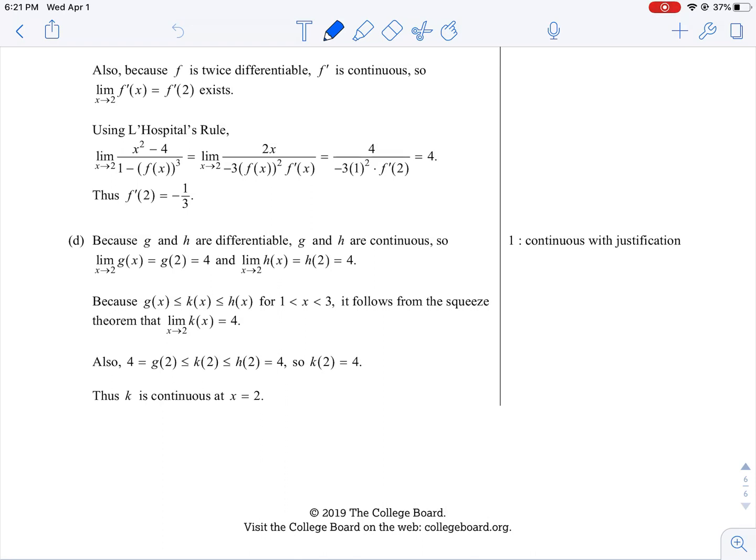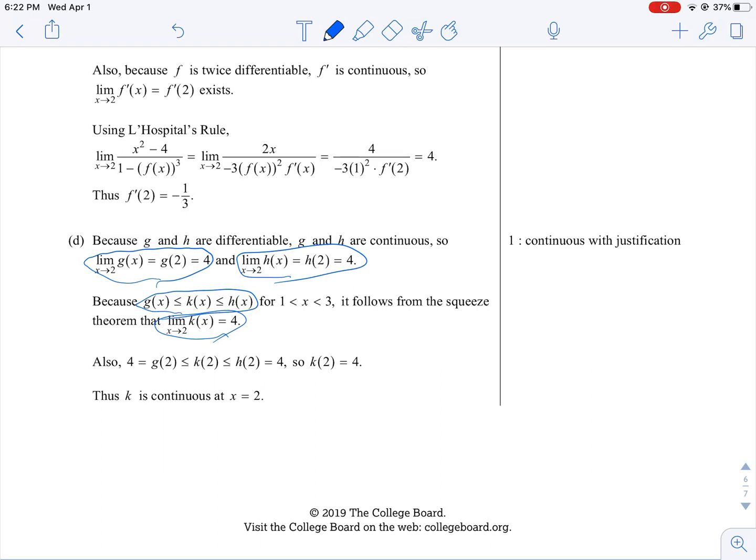All right, so what they're saying right here is since these two functions are differentiable, it means they are continuous. This is what I said. And therefore, both of their limits are equal to their y values. And that's all that's saying right there. That's the definition of continuity, of being continuous. Okay? And then it says, all right, since k is always between g and h, then the limit of k must equal the limit of g and h. So those two limits have to be the same.